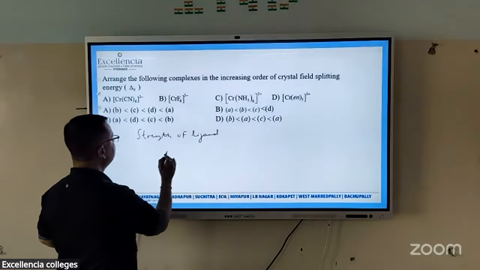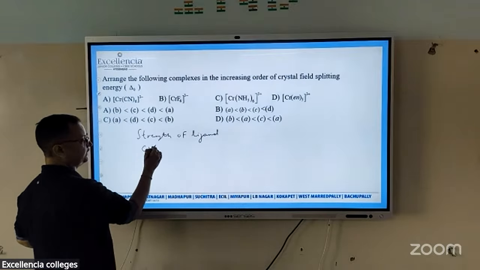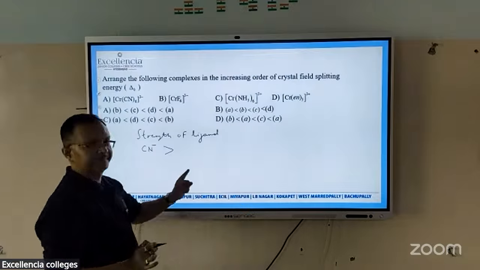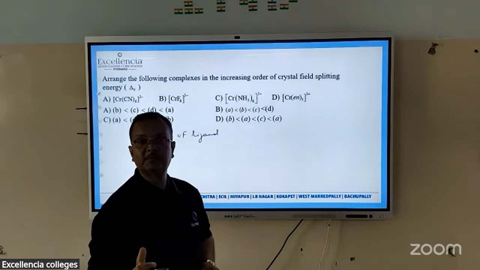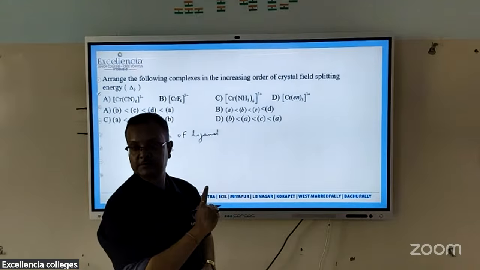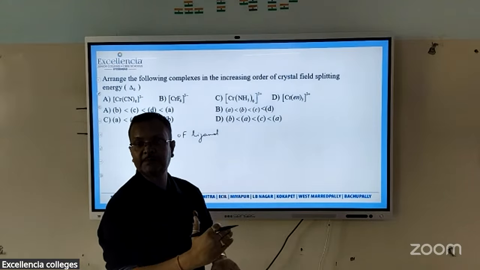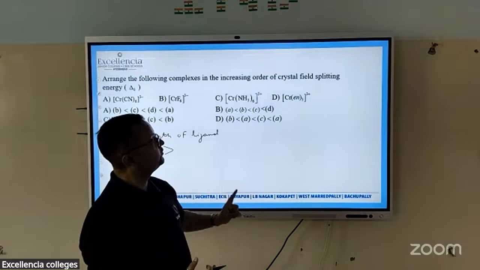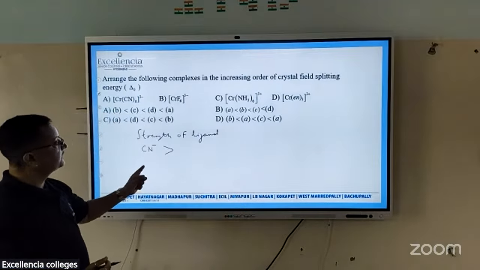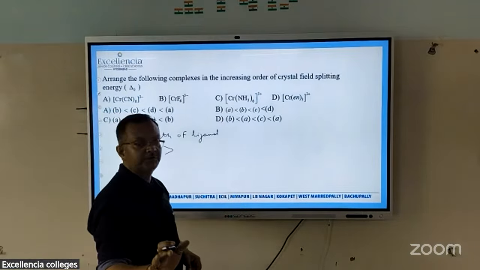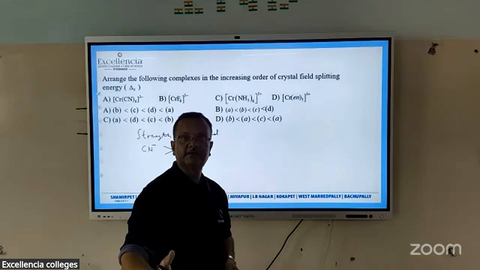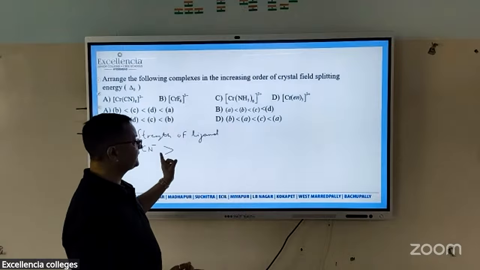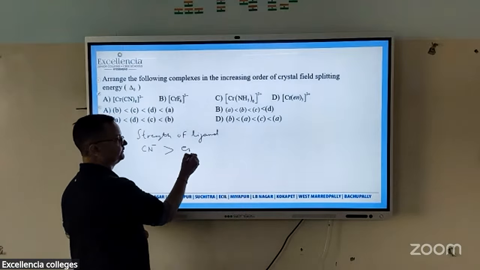So we compare here. Cyanide is the strongest ligand among them. So cyanide will do the maximum amount of crystal field splitting in this octahedral complex. So the energy gap is very large, and delta O will be maximum for this. Who is number 2? Number 2 should be en. En is also a strong ligand, but it comes after cyanide. So en is at number 2.